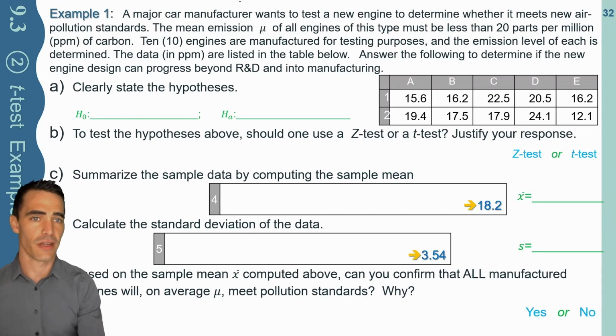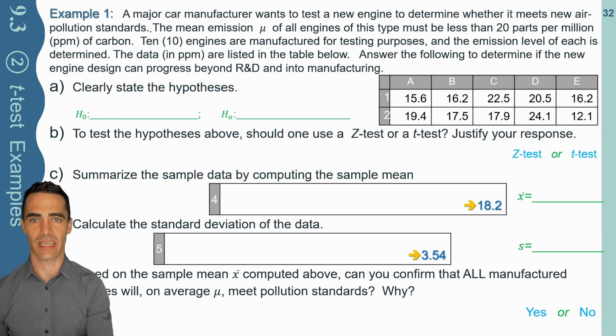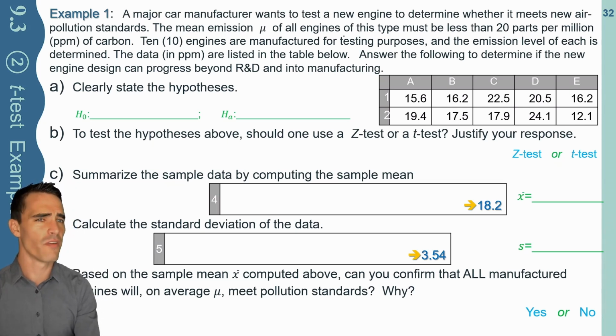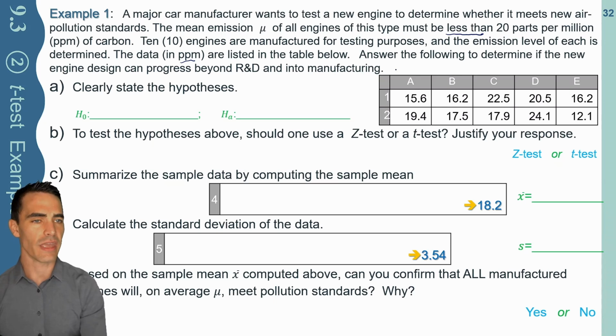A major car manufacturer wants to test a new engine to determine whether it meets new air pollution standards. The mean emissions, mu, of all engines of this type must be less than 20 parts per million of carbon, ppm for short. 10 engines are manufactured for testing purposes, and the emission levels of each is determined. The data, in parts per million, are listed in the table. Answer the following questions to determine if the new engine design can progress beyond the R&D and into manufacturing.